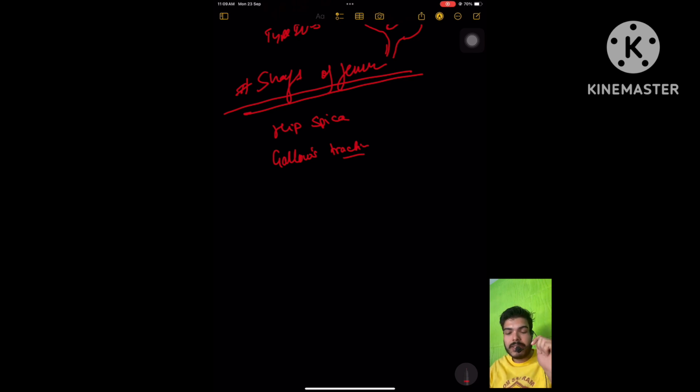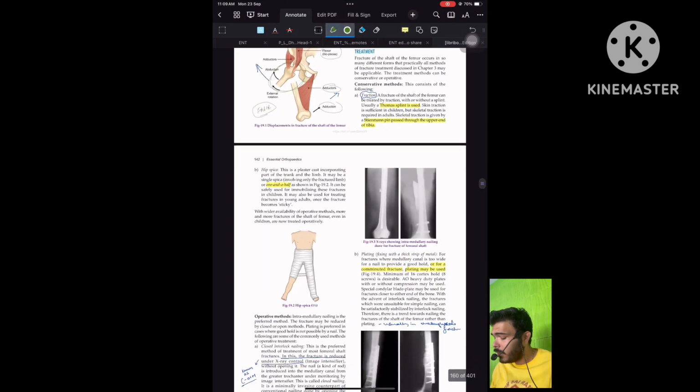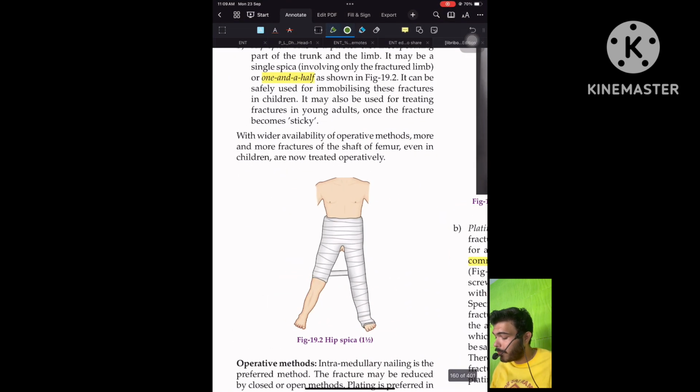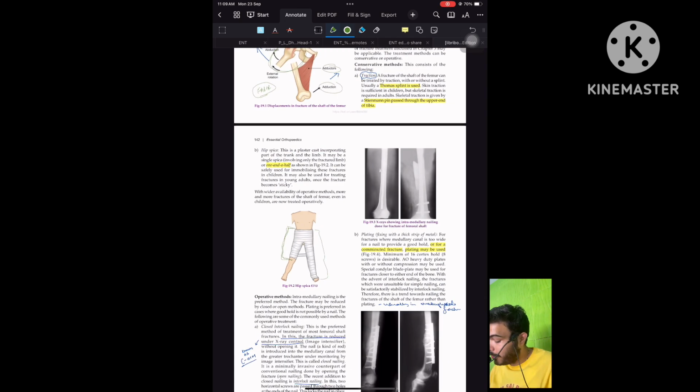Similarly, the next splint that we can use is a hip spica. It's a 1.5 hip spica. I'm showing you the picture now. See, this is a 1.5 hip spica. What you do is you cover the whole limb from hip to knee to ankle, and along with that you cover half the portion of the other unaffected side, okay, and you have to keep the patient like this. Time duration, I'll tell you right now, don't worry about it, okay.